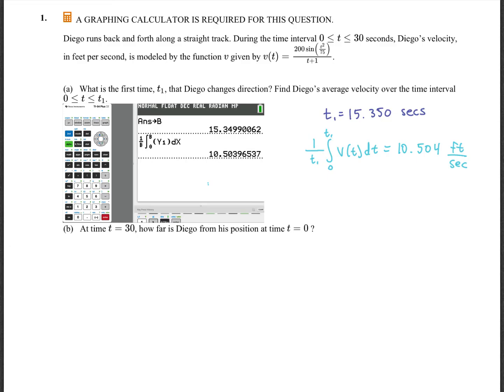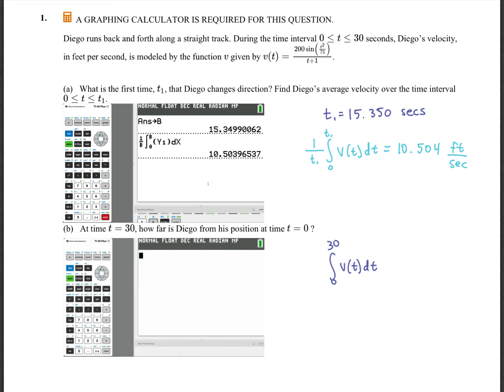Okay, for part B down below, they say at time t equals 30, how far is Diego from his position at time t equals 0? When they just want to know how far you are from a starting position, all that is displacement. And when you're doing displacement, for us, we'll do the integral from 0 to 30 of the velocity. This gives you how far he is from the starting position at t equals 0, how far he is from that starting position when t equals 30.